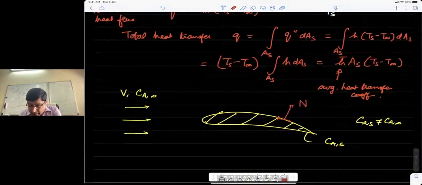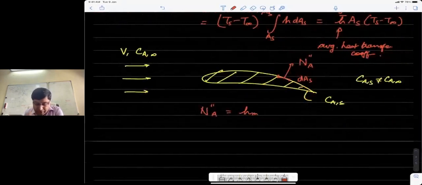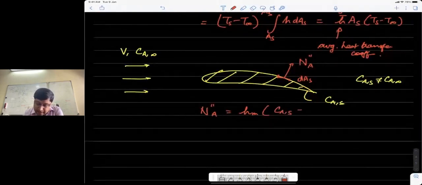Mass flux now, or rather, in terms of convective mass transfer, mass flux is typically a misnomer. When I say mass flux, it doesn't mean it's actually mass. It would be more like molar flux, where capital N would be used to denote the flux of any species over, let's say, surface element dA_s. So N double-dash A would be h_m, which is the mass transfer coefficient, times C_A,s minus C_A,infinity at any position.